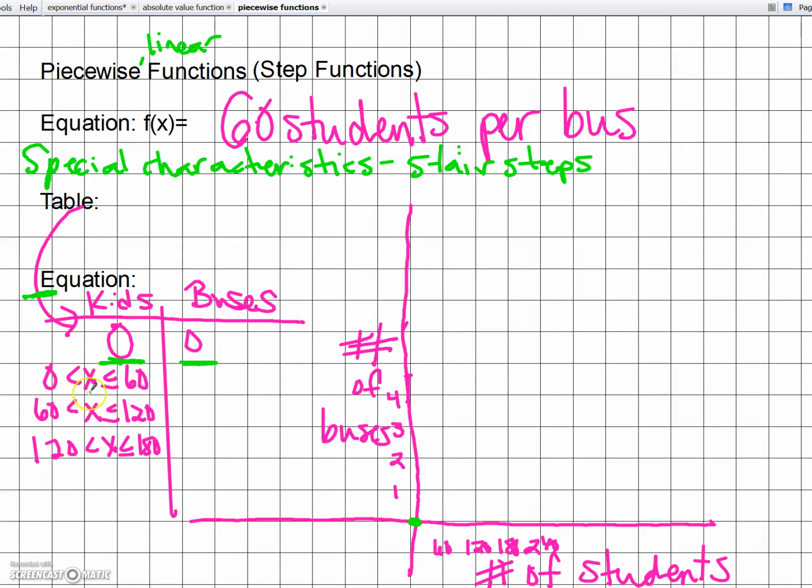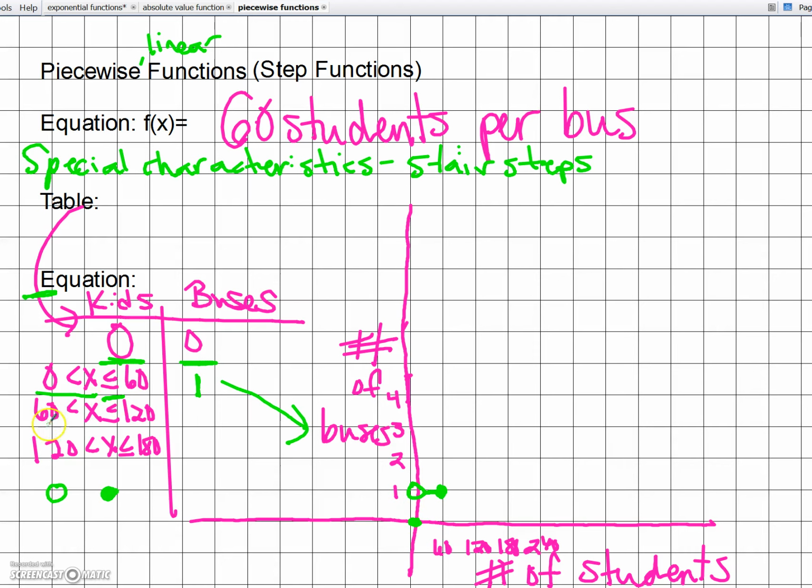But if x is greater than 0, which means we have more than no students going, but x is less than or equal to 60, we will need 1 bus. So going from here to our graph: if no one is going, we will not need a bus, because that's already taken care of here. From 0 to 60 kids, remember, there's no equal to on the left, so it is an open circle. On the right there is an equal to, so it is a closed circle. So what this is saying is from 1 to 60, we will need 1 bus.